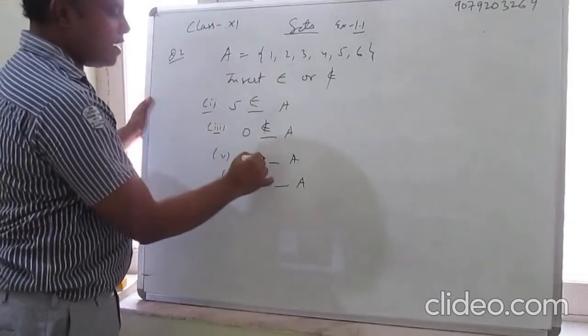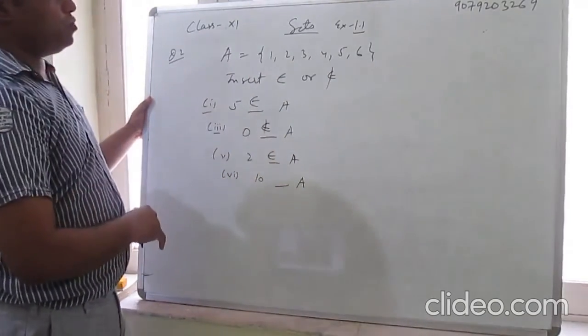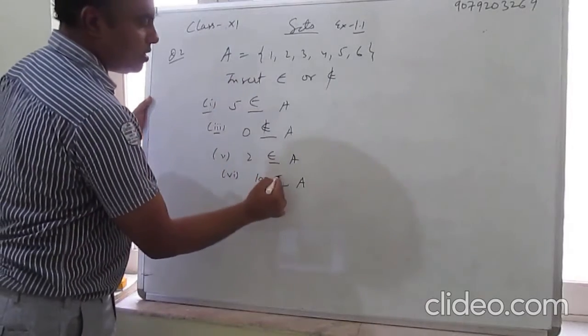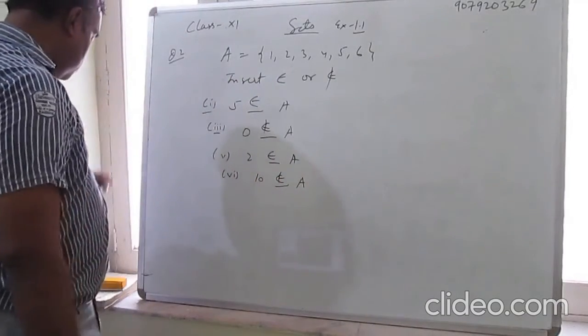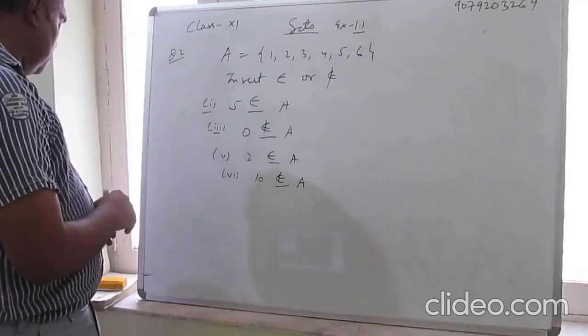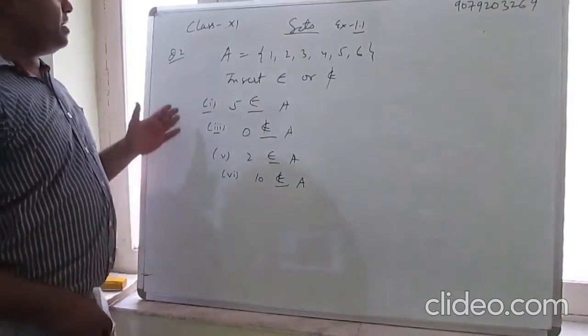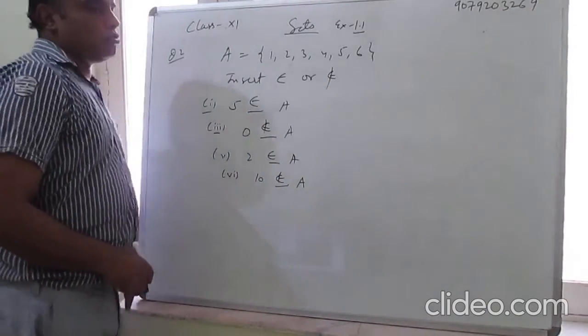Is 2 in this set? Yes, we write belongs to. Is 10 in this set? No, we write not belongs to. So in this way we write belongs to or not belongs to.